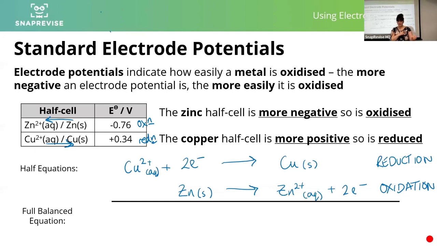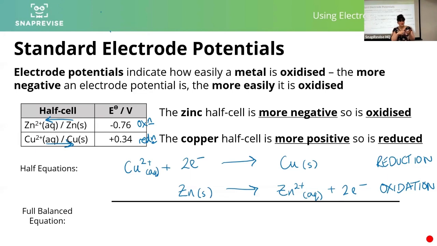When you've got your electrode potentials, they are always written in terms of reduction. So there's often a little bit of a confusion there, but if it's written in terms of reduction, that doesn't always mean it will undergo reduction. It could undergo the backwards direction, it could undergo oxidation. So just bear that in mind, be careful with that.